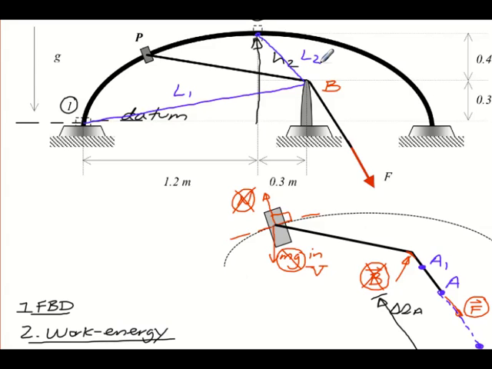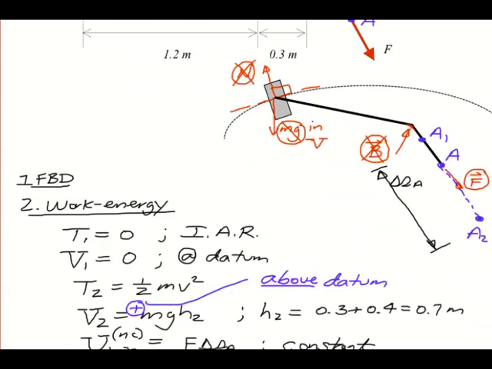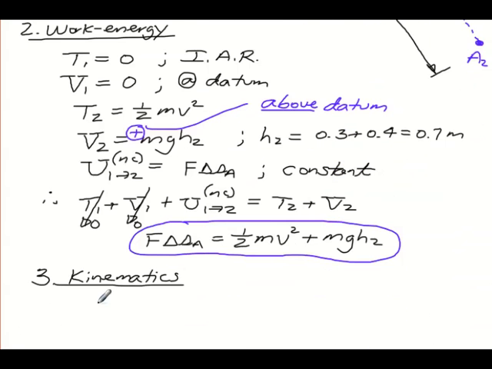And hopefully I can convince you that delta SA, the amount of travel for this point A, is the difference between L1 and L2. Whatever cord is lost on that side of B is gained on the right side of B. Okay, so let me write that down and then come back up and say that again. So delta SA is equal to L1 minus L2.